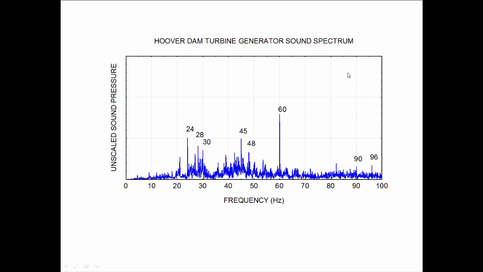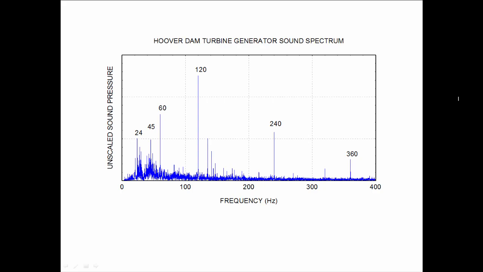In this case, I'm only going up to 100 hertz, so I rescaled the plot a bit. Hoover Dam turbine generator sound spectrum, unscaled sound pressure, frequency in hertz. Using data cursors, I identified some of the frequencies of those spectral peaks. The next question was, how can I make sense of those numbers? What did those represent? This is actually the same data, only I'm showing it out to 400 hertz. This plot allowed me to identify some higher frequencies as well.